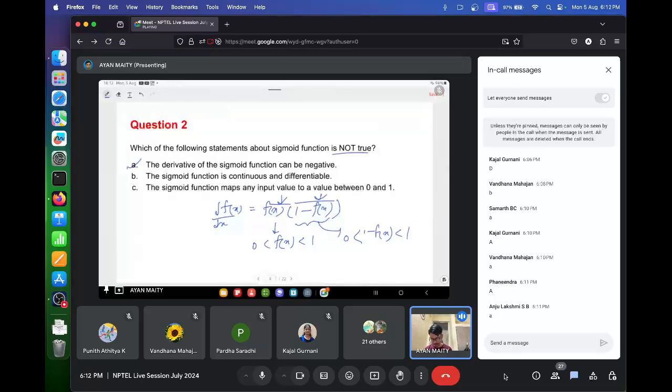For the other two options, the sigmoid function is continuous and differentiable, which is correct. The sigmoid function looks something like this, completely continuous and differentiable at every point. The third option says the sigmoid function maps any input value to a value between 0 and 1, which is also true. Whatever the input x to the sigmoid function f(x), the output would be mapped between 0 and 1, which is also correct. So the only incorrect option is option A, so that is the correct answer here.